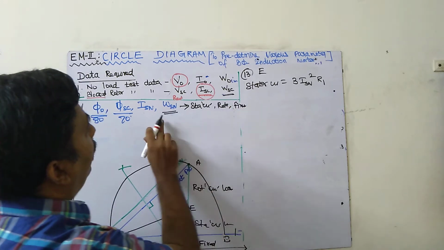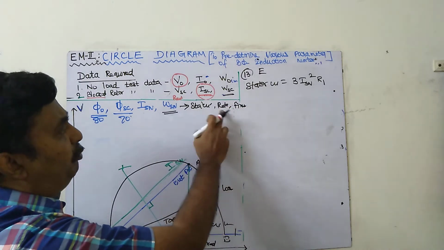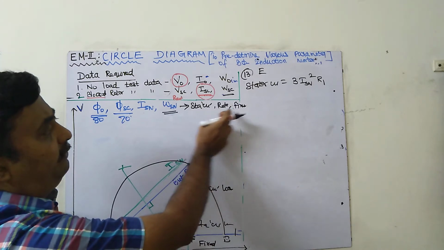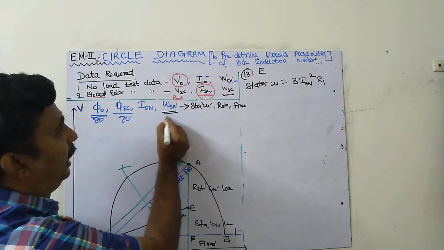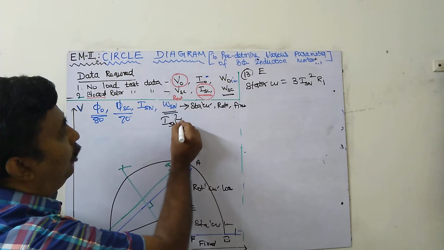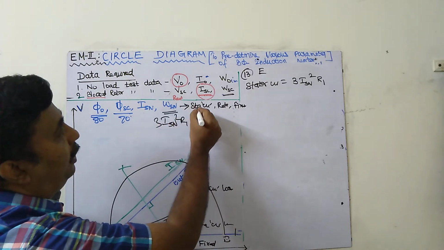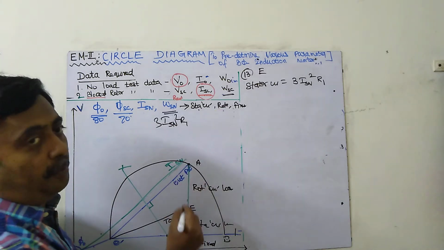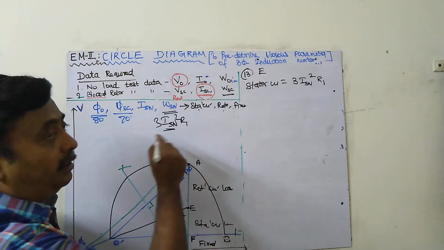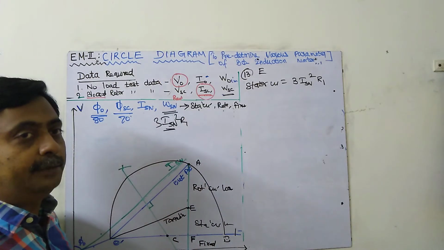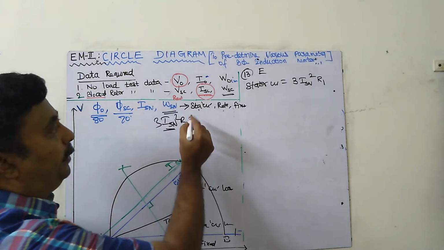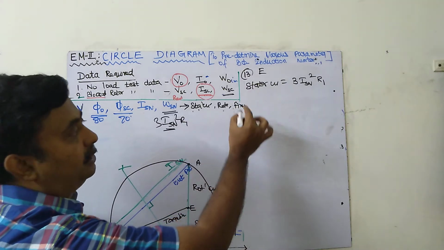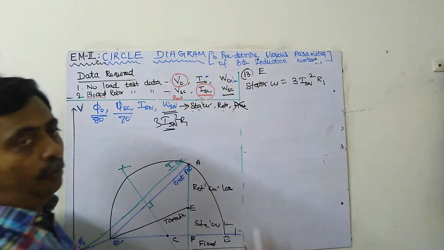Here, during short circuit condition, these losses will be very high when compared to fixed losses. Why? 3 into ISN square into R1 is the stator copper losses. 3 into ISN square into R2 equals rotor copper losses. Because ISN is not the normal current, it is 8 to 10 times more than the normal current. So compared to these losses, the fixed losses are negligible and small. So we are omitting these losses.